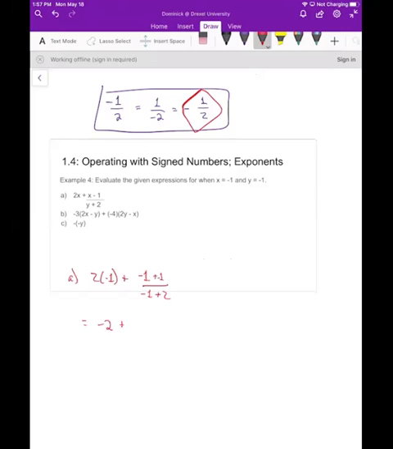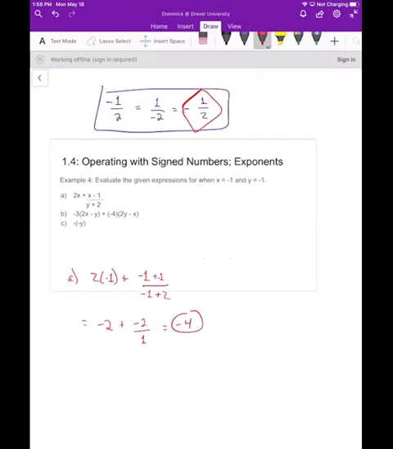If I add a line and change the sign, they're both negative, so I add them. Keep the sign, I got a negative 2. And the bottom, I subtract, keep the sign of the bigger number, and I'm going to get 1. So this just comes to be negative 2 plus negative 2, which is going to be negative 4.